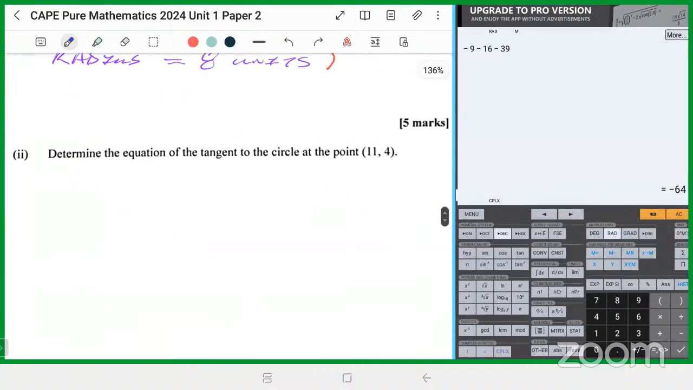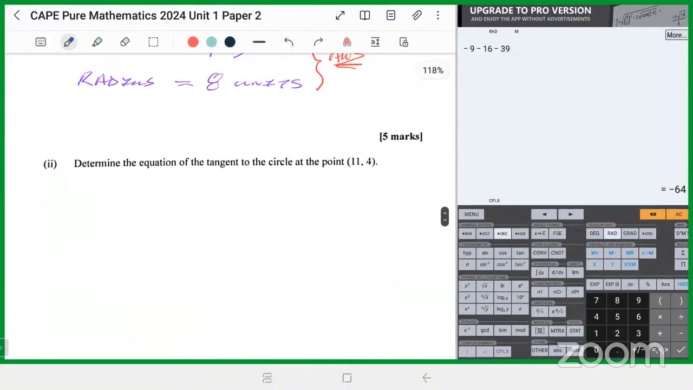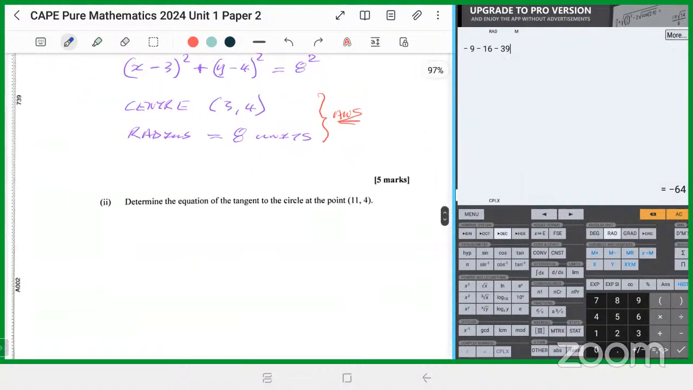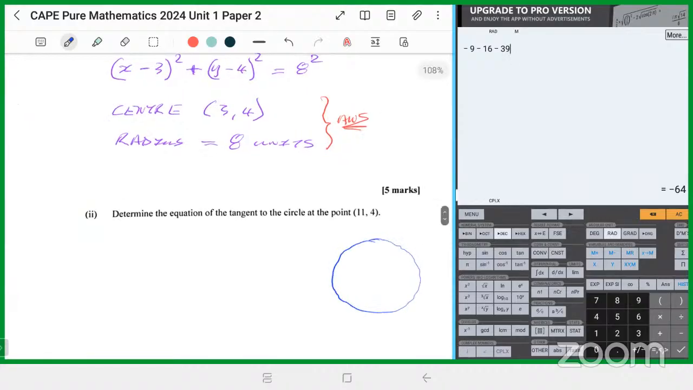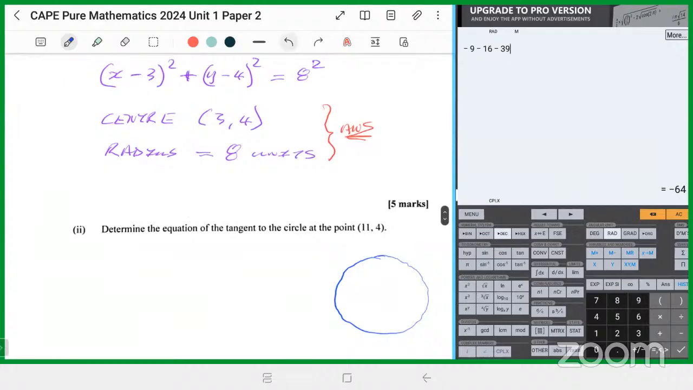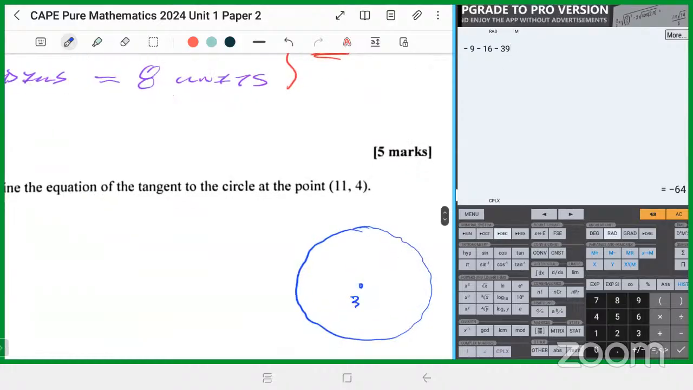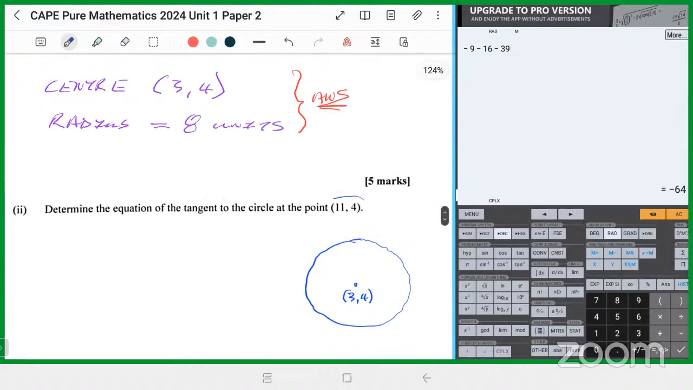So determine the equation of a tangent to the circle at the point (11, 4). I'd like to make a sketch so we can have a visual of this situation. So I'm going to sketch a circle right here. And the center of the circle is (3, 4), right here. And the point (11, 4) has the same y value as this. It's right across here.